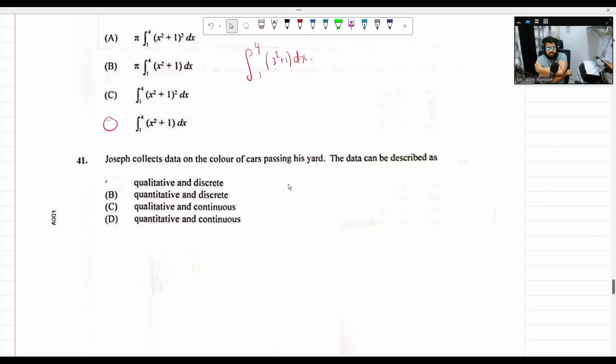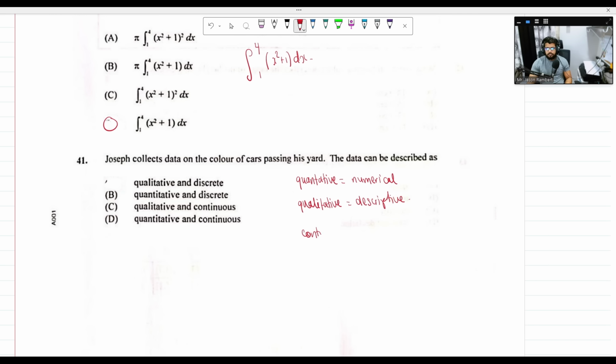Joseph collects data on the color of cars passing in his yard. The data can be described as, so quantitative data is numerical data. We're dealing with colors here, all right? So I'm going to put this here. Quantitative is numerical. Qualitative is going to be descriptive. So one time I know this is going to be qualitative because we're describing the colors of cars.